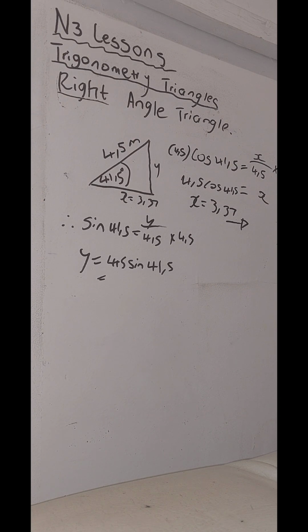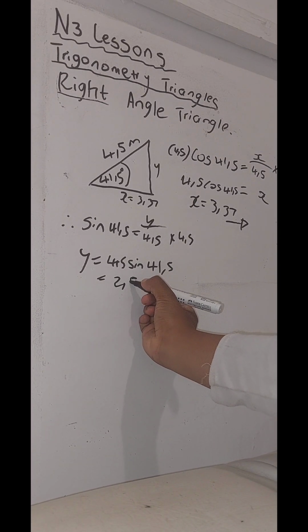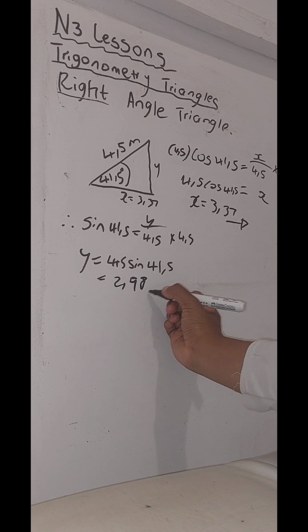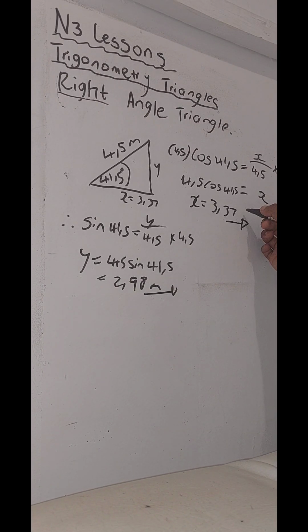4,5 sine 41,5. I get my answer to be 2,98 meters. 2,98 meters, and here we also have meters. That is the first triangle that we know, which is the right angle triangle.